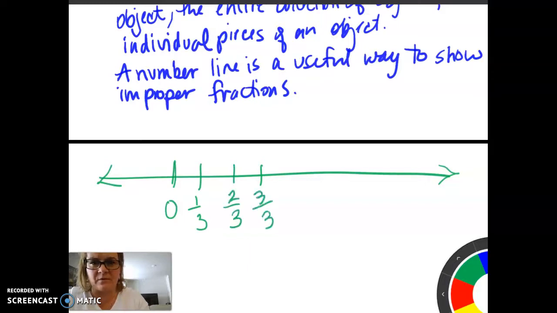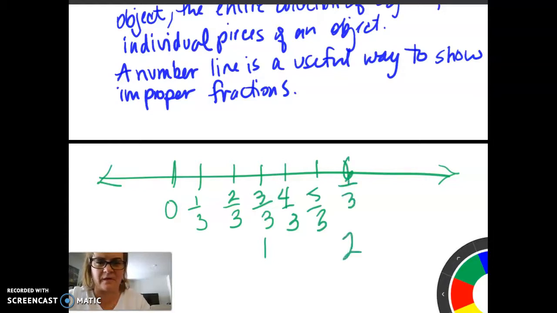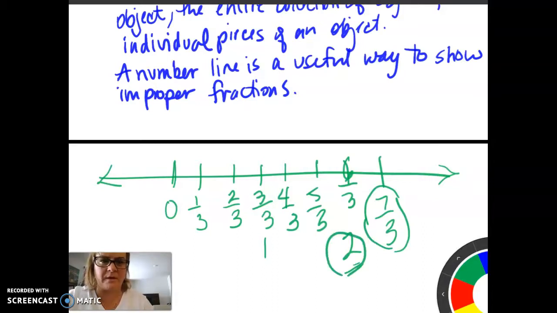Then we're going to continue to count by thirds. 1/3, 2/3, 3/3. There's our 1 whole. Now we have 4/3, 5/3, 6/3, and now kids can see, oh, that's 2 wholes, 7/3. So now they can see that 7/3 actually has a place where it lives on the number line, and that it means 2 wholes and 1 more third, but it can also live on its own on the number line as just an improper fraction.